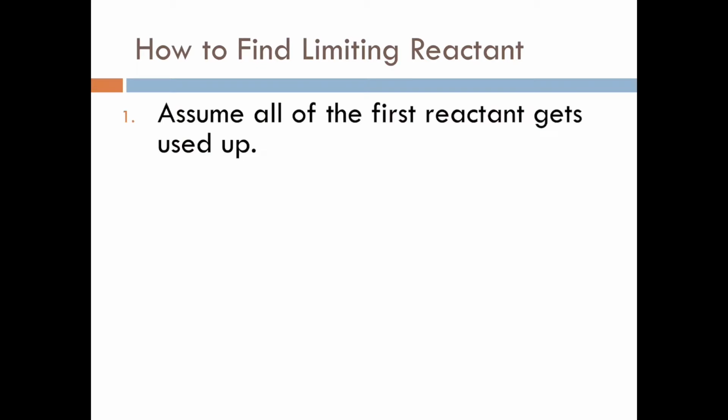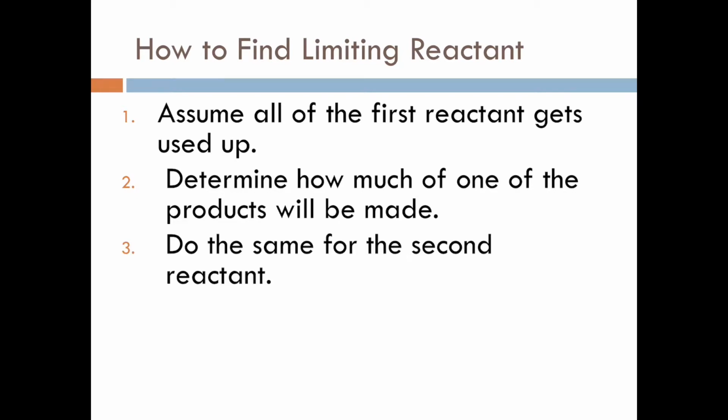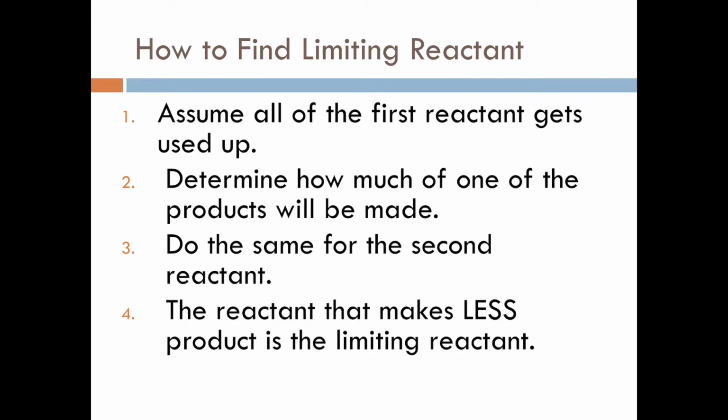So how do you find the limiting reactant? These are the steps. I'll go through a bunch of examples. But the first thing you want to do is assume all of the first reactant gets used up and determine how much of one of the products will be made. If there are more than one product, then you just need to pick whatever one you want. Do the same for the second reactant. And if there's a third reactant, you need to do the same for the third reactant as well. The reactant that makes less product is the limiting reactant. By the way, the word reactant is going to be the same as the word reagent. So if we see limiting reagent, that means the same as reactant.